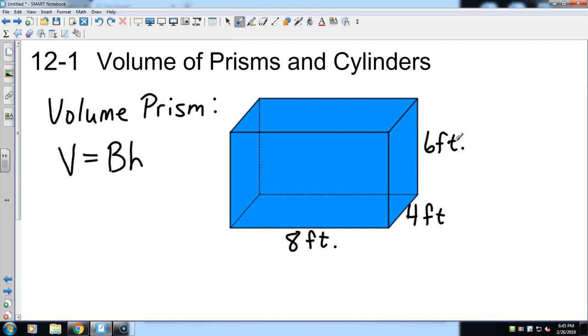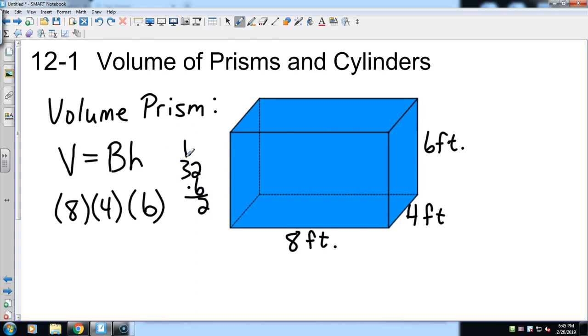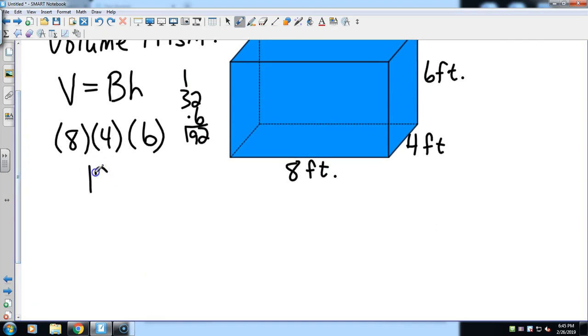So our base is where we're sitting on, and it is 8 times 4. So that's going to give me 32. And then I'm going to multiply that by 6. I can probably do this quicker than I can grab the calculator. 32 times 6 gives me 192. And so I end up with 192 feet cubed.